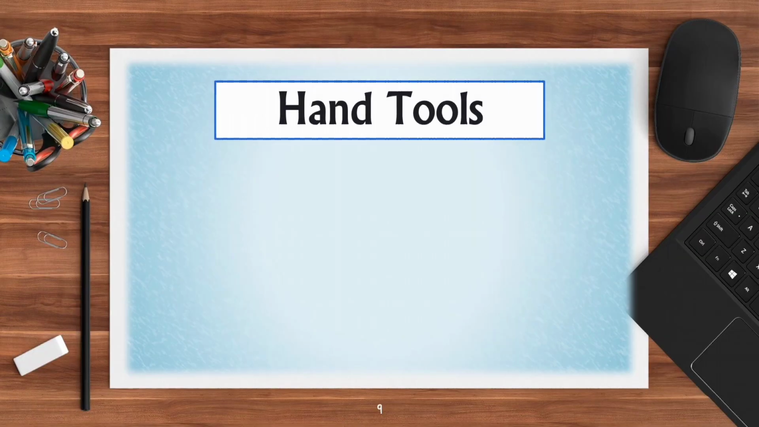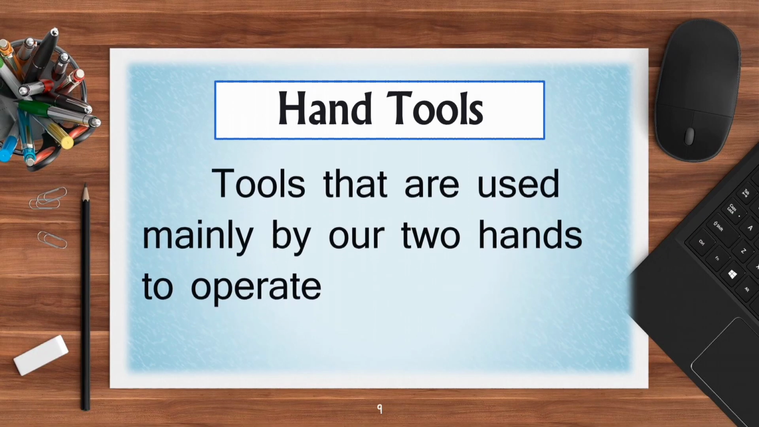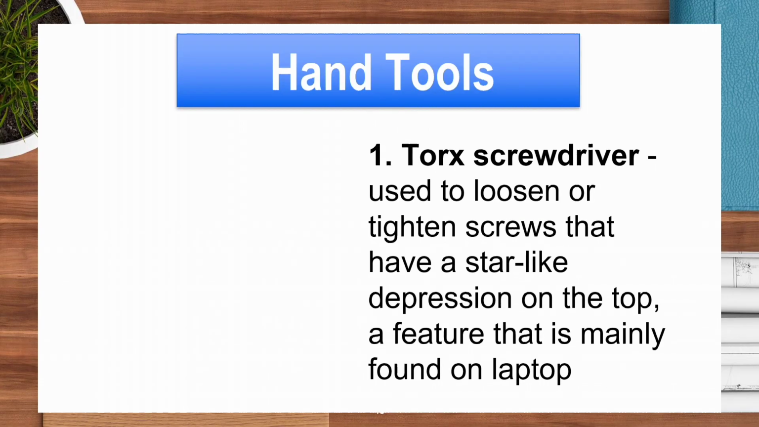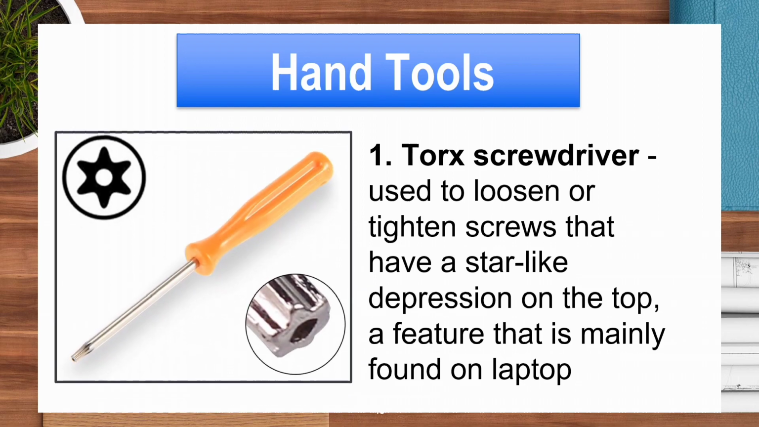The second category is hand tools. Tools that are used mainly by our 2 hands to operate. Number 1. Torx screwdriver. Used to loosen or tighten screws that have a star-like depression on the top, a feature that is mainly found on laptop.